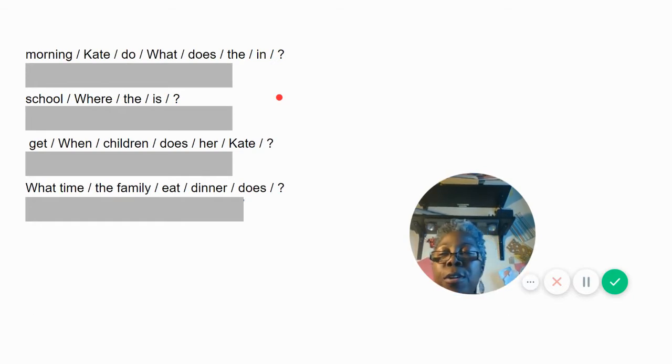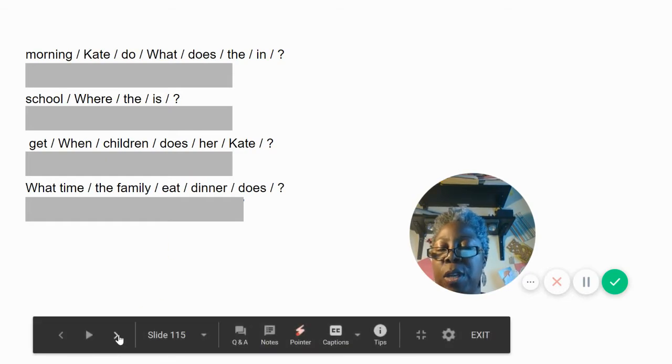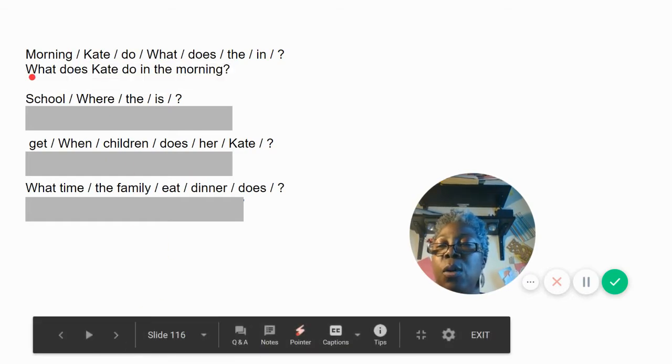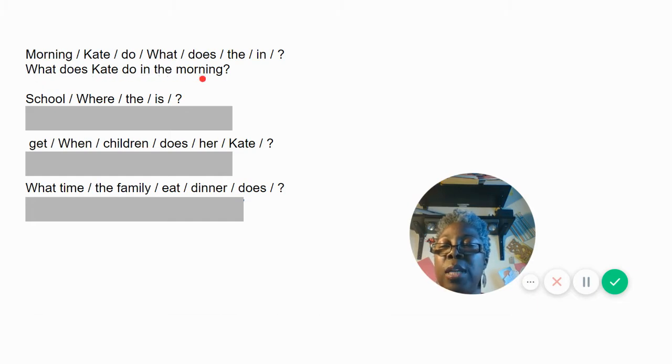Okay, so the first sentence, the words that we need to unscramble are morning, Kate, do, what, does, the, in, question mark. So we know we're going to start with what because it's a question. And then we're going to unscramble and see what we end up with. Number one, what does Kate do in the morning? That's our first question. I hope you have that.